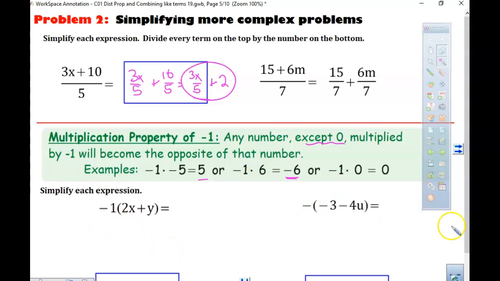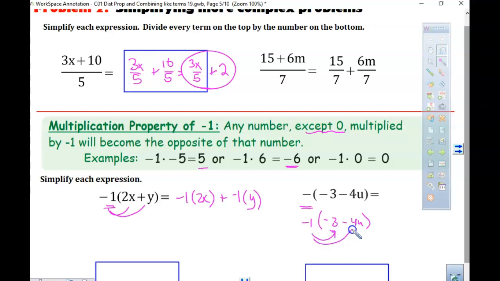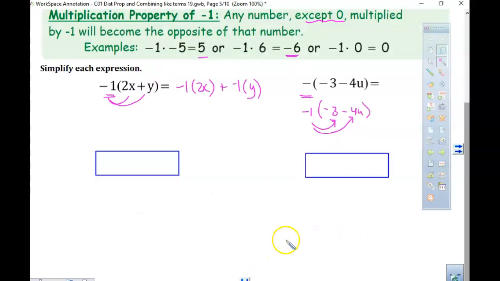So what happens when we have the distributive property? Well, the distributive property makes everything, when you have that -1 out in front, and sometimes like this second one, they don't even write -1. They just assume you know that this is -1. So they might not write it, but what it means is that everything inside that parenthesis becomes the opposite. So when you are distributing this, you are taking -1 times 2x, which gives us a -2x, plus you're taking -1 times y. Here you're going to take the -1 times -3 and the -1 times the 4u.